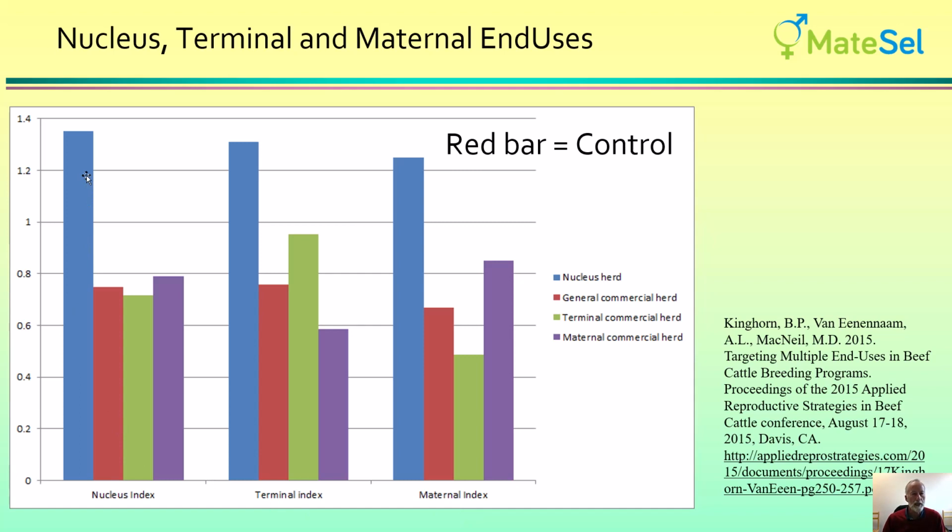The nucleus animals, these are uncompromised by selecting with high priority into the nucleus. Without multiple end uses, the results are in this red bar. With multiple end uses, we have the terminal in green and magenta for the maternal results. So if we look at the terminal index, the individuals that are sent to terminal customers with no multiple end uses are here on the red bar. And if we use multiple end uses, the animals that go to the terminal customers are this much better. Likewise, if we look at the maternal index, this is the value here of those that would be sent under no multiple end uses. And with multiple end uses, we have distributed the mating such that we've got better opportunity.